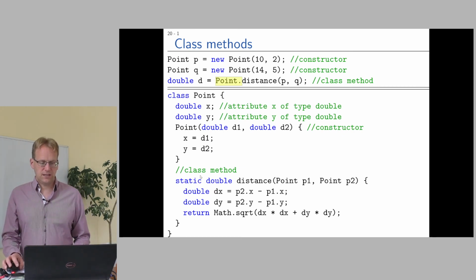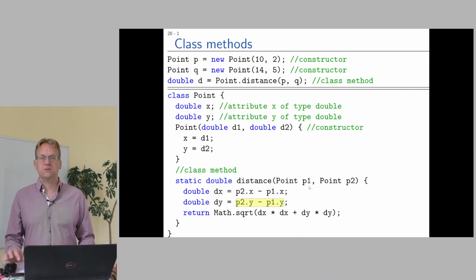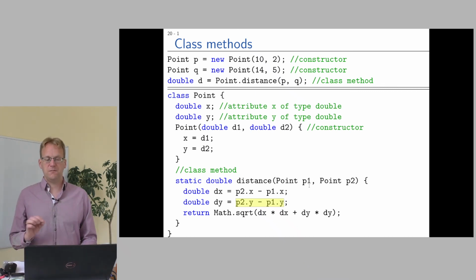Well, what else are we doing then? Well, we are computing the dx again. Of course, we need to compute p2.x minus p1.x. And for dy, it's very similar. We need to compute p2.y minus p1.y. And then we compute the square root of the squared x coordinates plus the squared y coordinates. And that is then all.